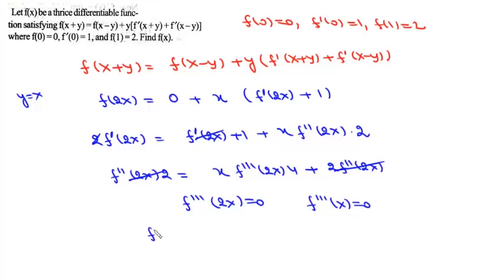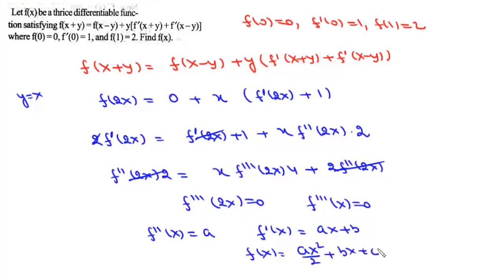Now we integrate this, we'll get f double dash x equals a. Now we integrate this, we'll get f dash x equals ax plus b, and if we integrate this, we'll get fx equals ax square by 2 plus bx plus c. Now f0 is 0, then clearly c is 0.